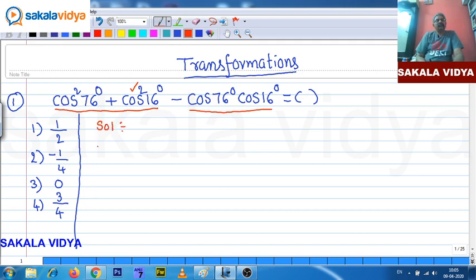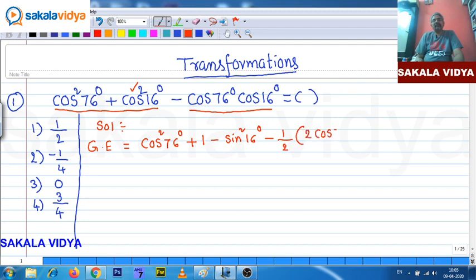Solution. Now the given expression, this is cos square 76 degrees, cos square 16 degrees in terms of sine, 1 minus sine square of 16 degrees. Can I write like this? And this is minus half, multiplying with 2 and dividing by 2. This is 2 cos 76 degrees and cos 16 degrees. So I followed this step now.